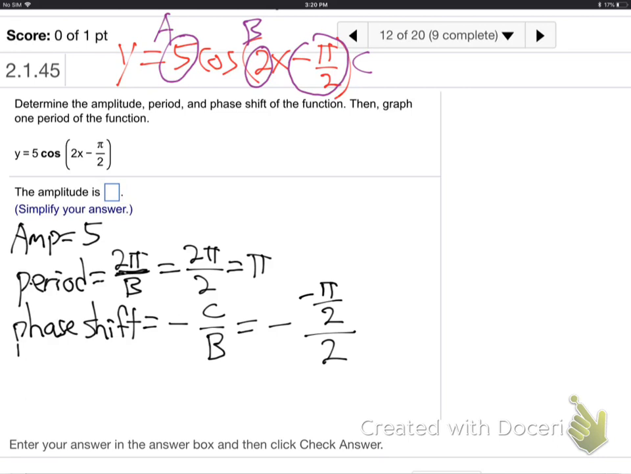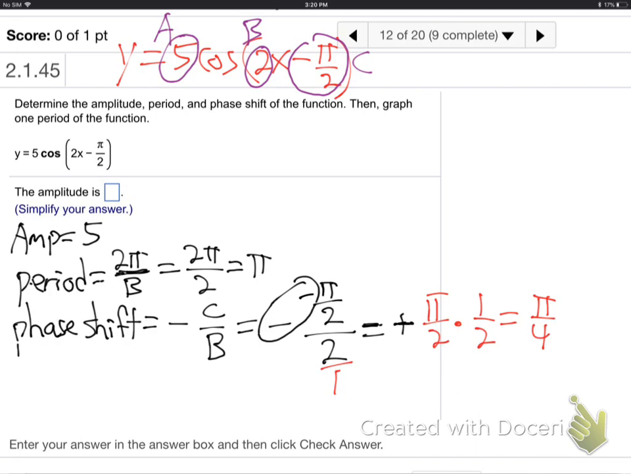So anyway, what do we do with this? These two negatives make positive. So we get positive. And then what do you do with pi over 2 over 2? Put this 2 over 1 and flip it up, huh? So it's going to be pi over 2 times 1 over 2, or pi over 4. Did you all get that okay? So that's my phase shift, pi over 4, positive pi over 4. Got my period, got my amplitude. All right, we got everything.